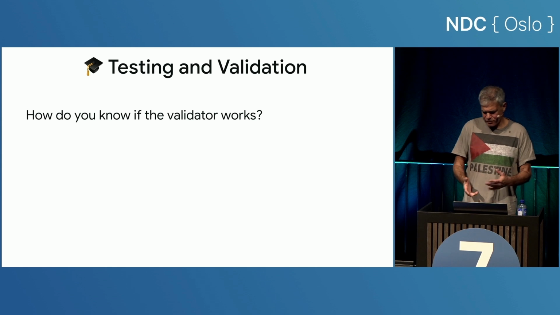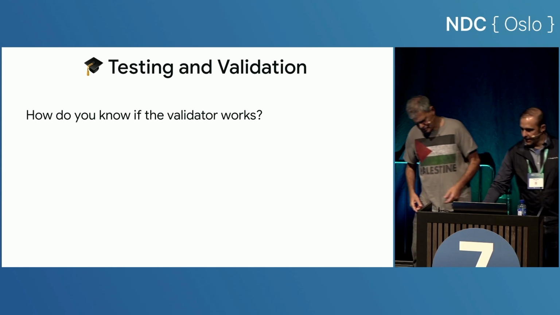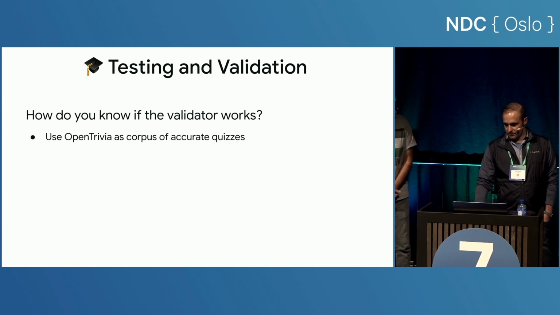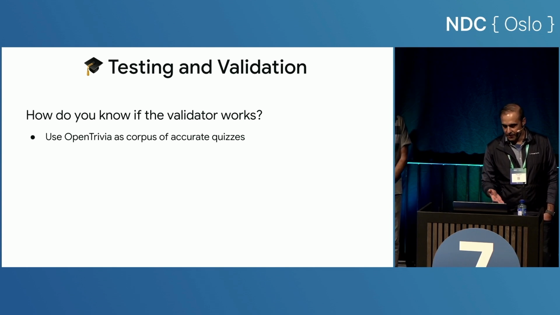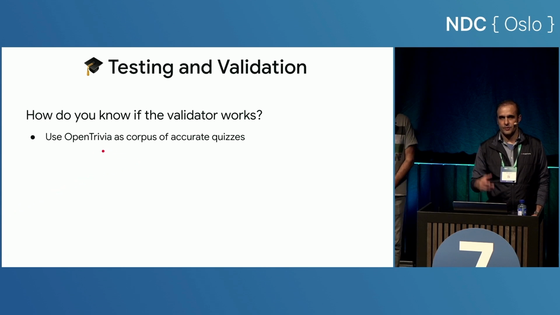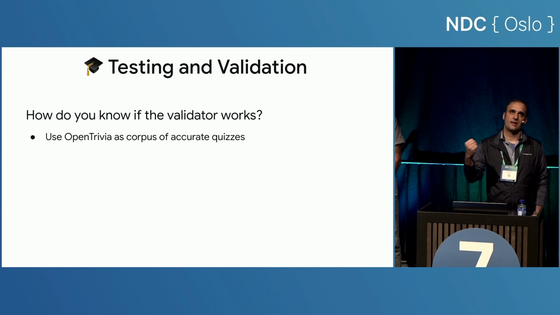Okay, how do we know if the validator works? I'm going to let you take this one. Yeah. So one question is, okay, we can use an LLM for the validator, but how do we know that it actually works? And one idea we had was we have the Open Trivia as the questions data, right? So why don't we take that and ask the LLM to find the correct answer and see how many times it actually does that. So if we do that with the right number of questions, we should get a score.